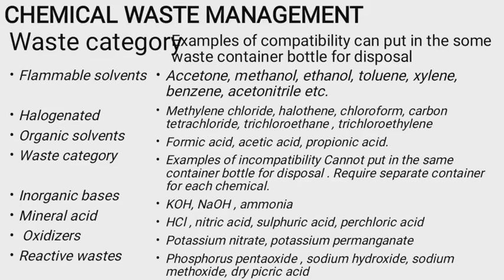Waste category examples of incompatibility cannot be put in the same container bottle for disposal and require a separate container for each chemical. Mineral acids include HCl, nitric acid, sulfuric acid and perchloric acid. And oxidizers include potassium nitrate, potassium permanganate, and reactive waste such as phosphorus pentoxide, sodium hydroxide, sodium methoxide, and picric acid.